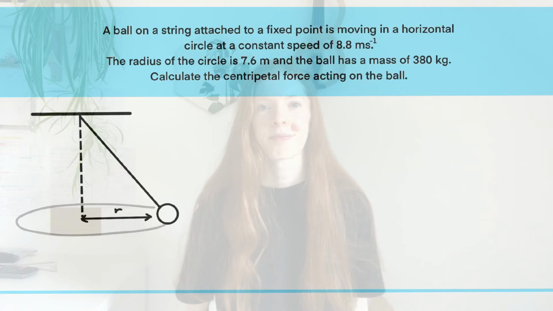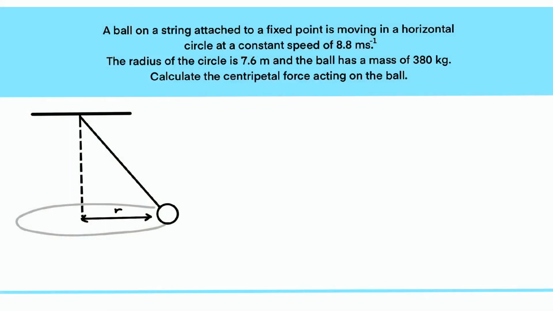This can be a little bit hard to get your head around, so let's go through an example to try and explain that a bit better. Okay, a ball on a string is attached to a fixed point and is moving in a horizontal circle at a constant speed of 8.8 meters per second. The radius of the circle is 7.6 meters, and the ball has a mass of 380 kilograms. Calculate the centripetal force acting on the ball.